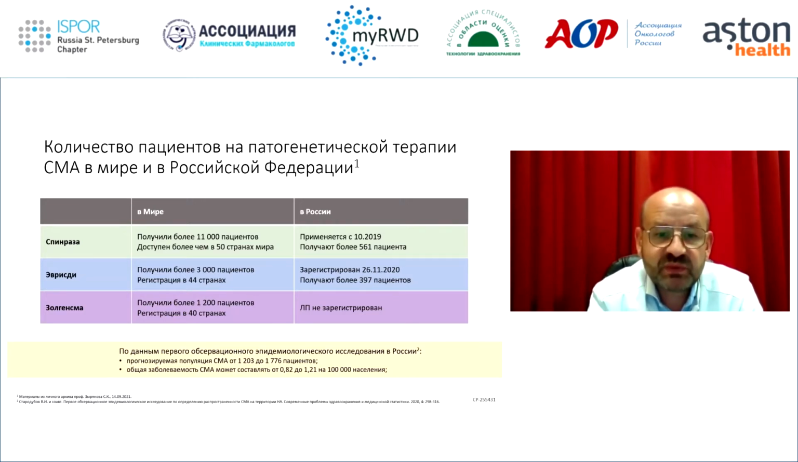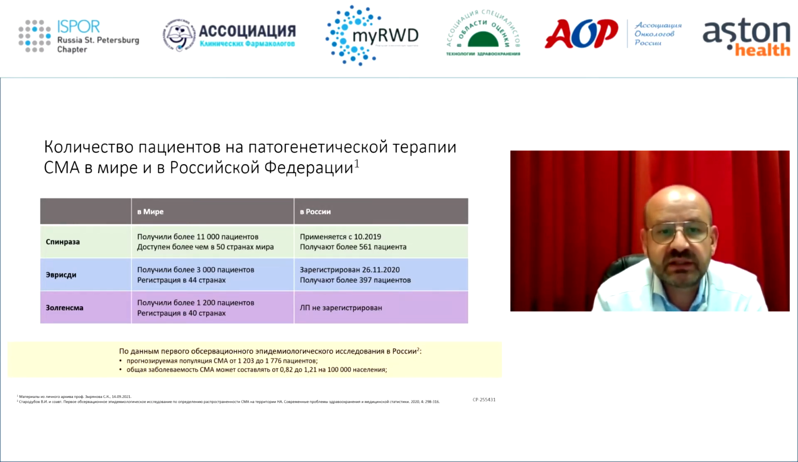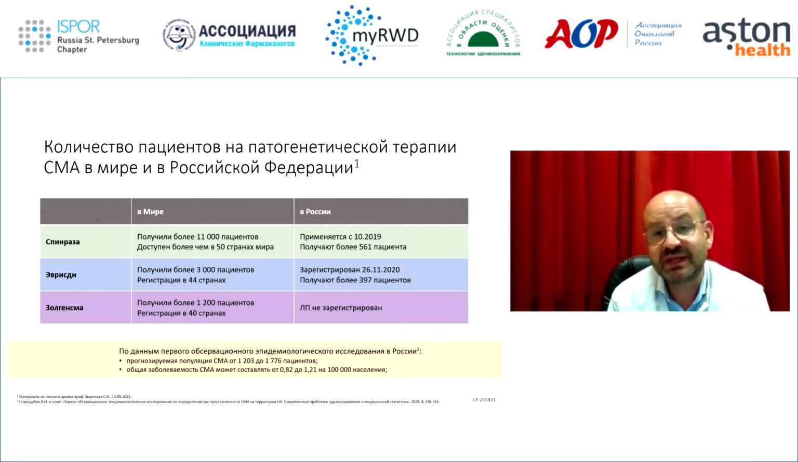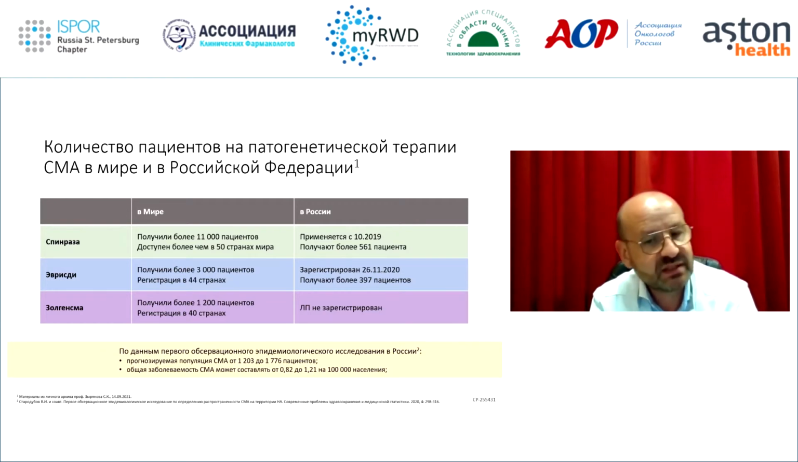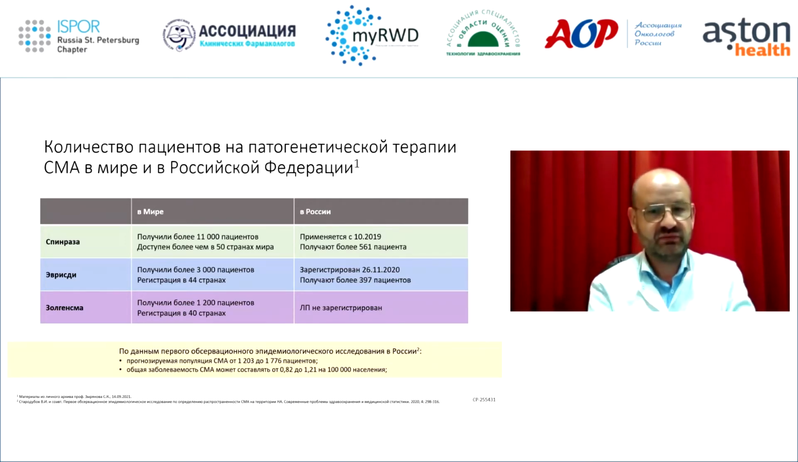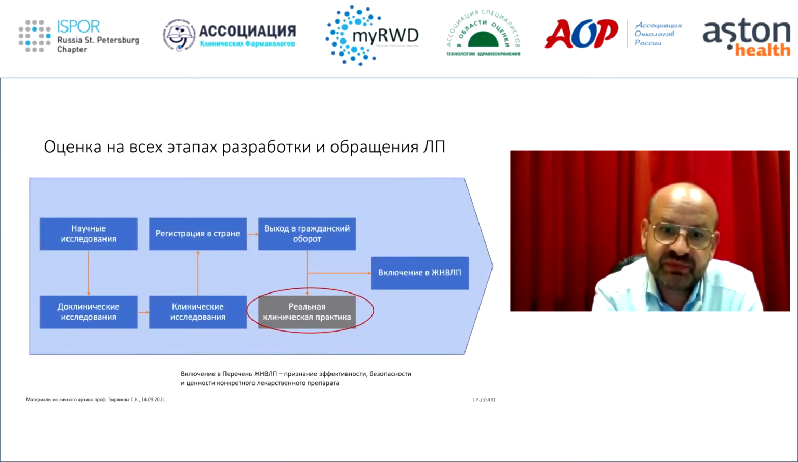So you can see that Spinraza, the drug that was developed to treat SMA, is a well-studied drug, and globally more than 11,000 patients got Spinraza. It is available in more than 50 countries of the world, and in Russia, more than 561 patients got Spinraza. It has been used since the end of 2019.